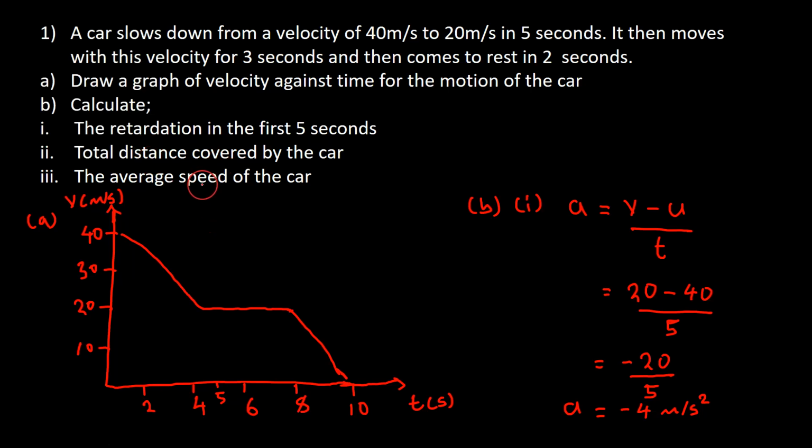So what is the second part? The second part is asking us to calculate the total distance covered by the car. So the total distance from where we started, which is the 40 meters per second velocity, to where the time is 10 seconds. So the entire journey. In order to calculate that, we have to find the area under the graph. So we can divide our graph into portions which will resemble certain shapes and then calculate the area of those shapes.